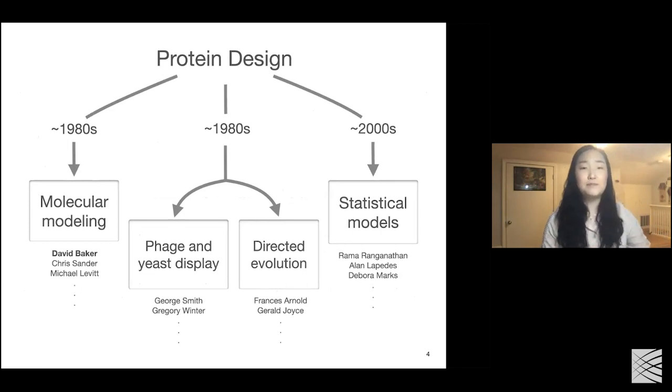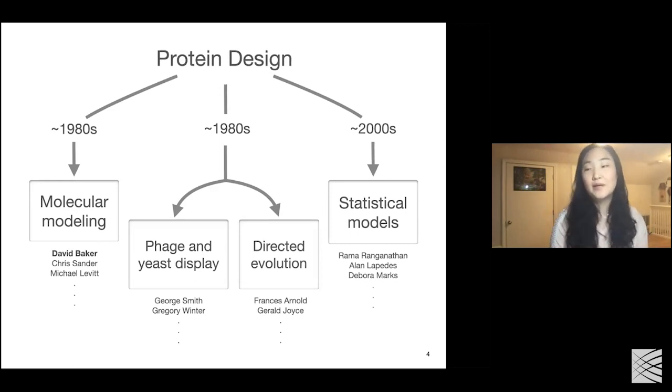And first, by taking a step back and looking at the field of protein design, which is an especially exciting area of research because of the potential applications to synthetic biology, biotechnology, and therapeutics. And this field can be broadly categorized into three categories of methods of protein design, one of which is molecular modeling, and people such as David Baker have been extremely successful using these methods to design novel proteins. In addition, you have more experimental methods, such as phage and yeast display and directed evolution, which have really opened the way for protein design in the lab.